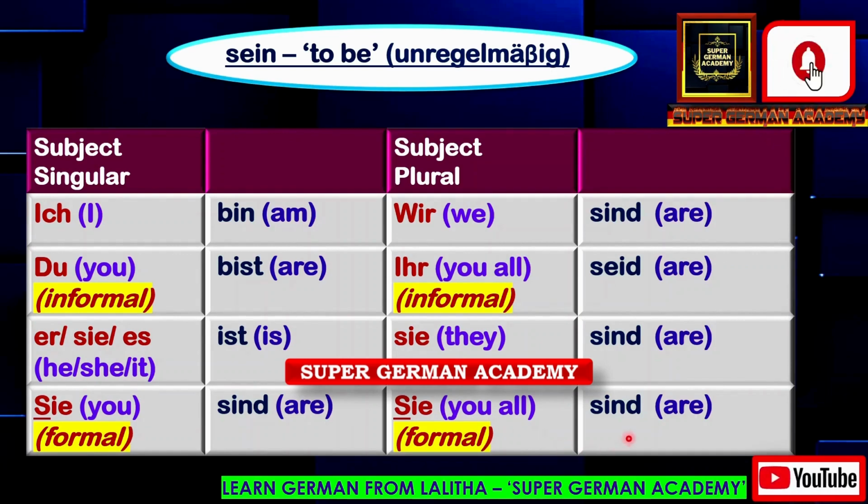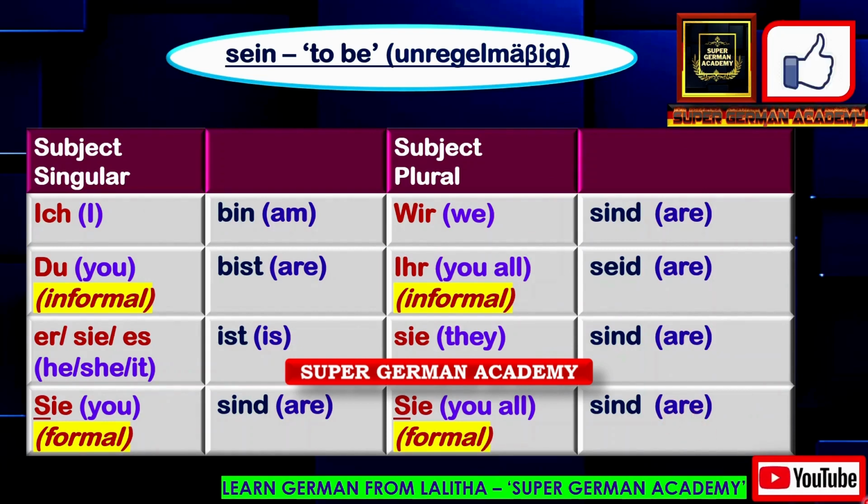This is how the conjugation of sein happens. So ich bin, du bist, er ist, sie ist, es ist, wir sind, ihr seid, sie sind, Sie sind. Depending upon the conjugation you can also understand which subject it is. Here you see the column for subject singular and the column for the verb conjugation for singular, the column for subject plural and the column for the verb conjugation for plural. This is how the same verb has to be conjugated for different subjects.